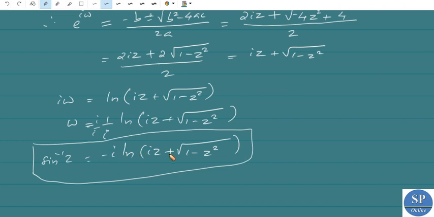So here we will have two values, because this square root has two values. Now in a similar way we can find the value of cos inverse of z. I am leaving that to you.